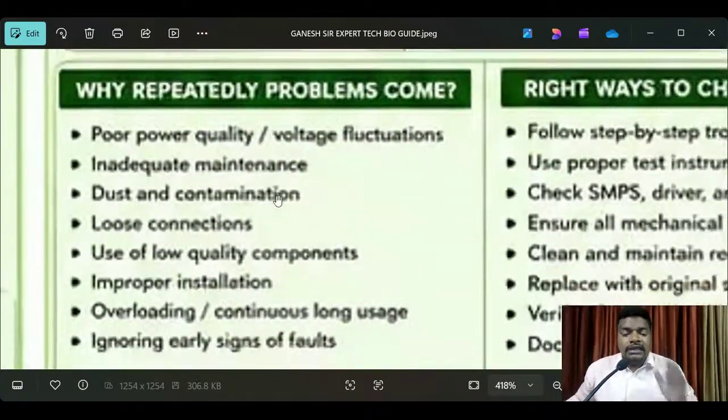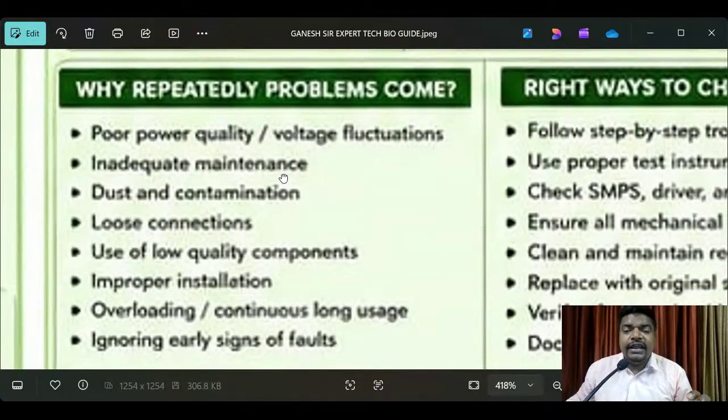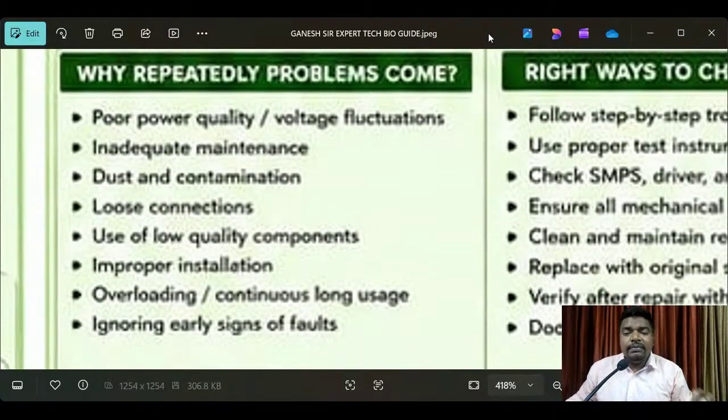Now come here. In this OT light, biomedical engineers, listen carefully to what I'm going to show. Why do problems come repeatedly? This is very important, because once you repair the OT light, within one week you get 10 complaints again, which means no use at all. So why do problems keep coming? Then you have to consider that a temporary solution is not okay. You have to do a permanent solution, and that is in your hands, by diagnosing properly.